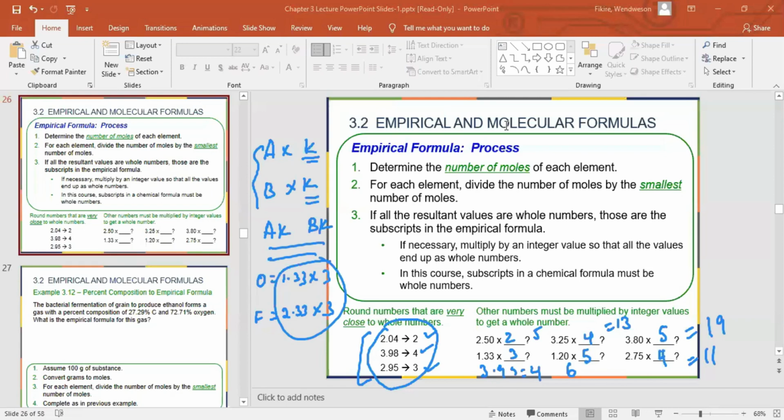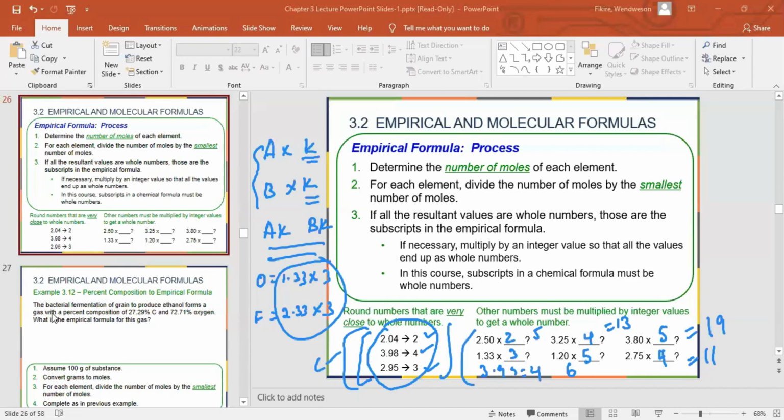So please look at the restriction here. These are numbers that you can feel comfortable rounding up, but for numbers like this, you have to find a whole number. You have to find an integer to multiply with. Okay. We're going to continue.